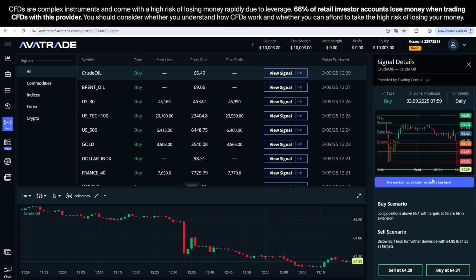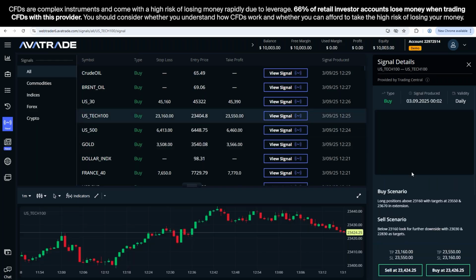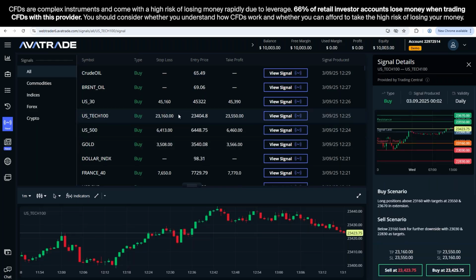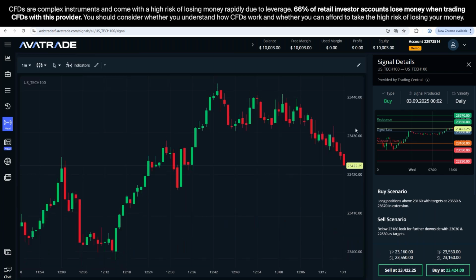Okay, we also see a message here. We'll speak about it in 20 seconds. So if I click, for instance, on, let's go with Nasdaq as an example, click here on View Signal, and then it opens. We've got Take Profit, Entry Price, and Stop Loss. We're going to click here to expand via those two arrows.